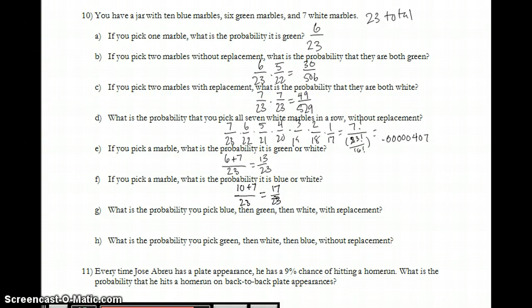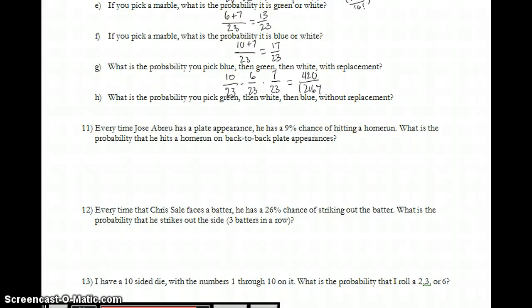What is the probability you pick blue, then green, then white with replacement? With replacement means that we're going to put those marbles back. So 10 out of 23 for blue, 6 out of 23 for green, and white, 7 out of 23. Don't worry about the denominators changing because we're putting the marbles back each time. That's 420, and 23 times 23 times 23 is 12,167.